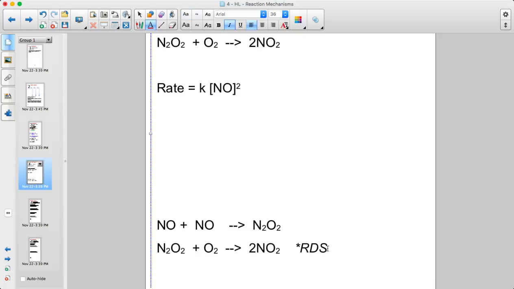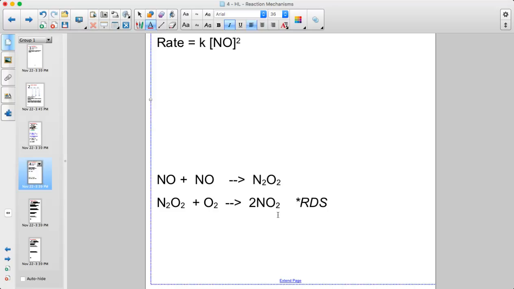It's in the rate equation. So we already know the second step must be the correct one. In this one, as it's written, we'd get N2O2 and O2 in the rate determining step, and then we'd say, okay, but N2O2 is an intermediate.